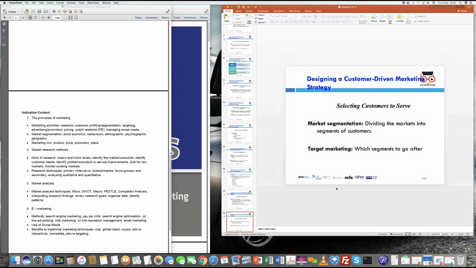Now, two other bits that we will look at before we stop and close this session would be these key terms of market segmentation and target marketing. Now, when marketers, people who understand the concept and process of marketing, divide markets into segments of customers, that is nothing but the process of market segmentation, right?